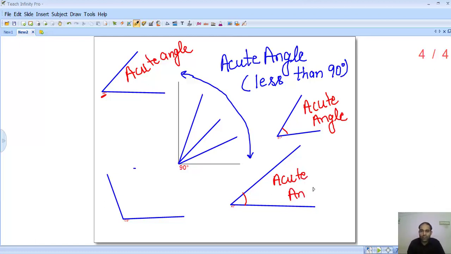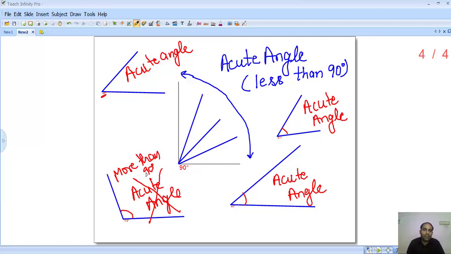So it is also an acute angle. Is this angle less than 90 degrees? No. So this is not an acute angle. Why? Because it is more than 90 degrees. All the angles which are less than 90 degrees, less than a right angle, will be called acute angles. Okay, great.